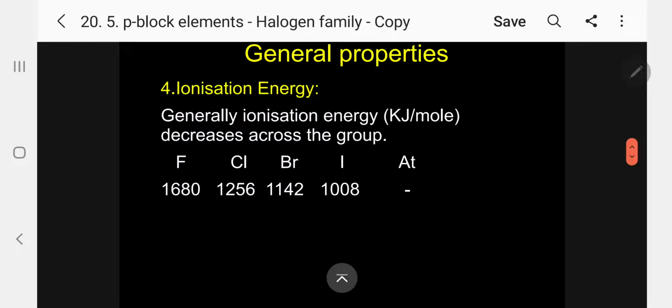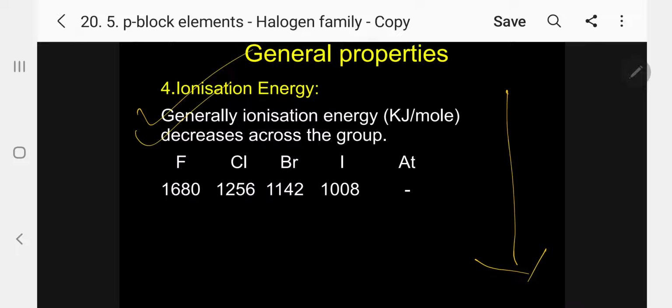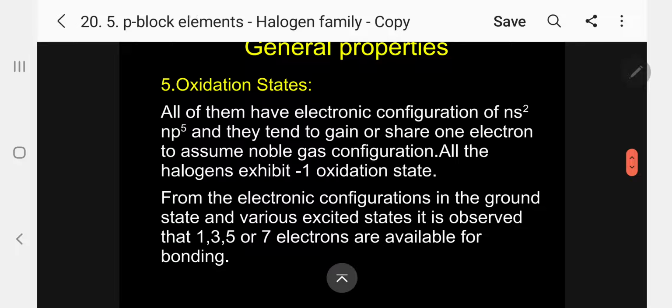Now, ionization energy is the most important general and periodic property. Generally, ionization energy decreases across the group. See here: 1680, 1256, 1142, 1008, given in kilojoules per mole. So ionization energy decreases across the group, the reverse of atomic size.